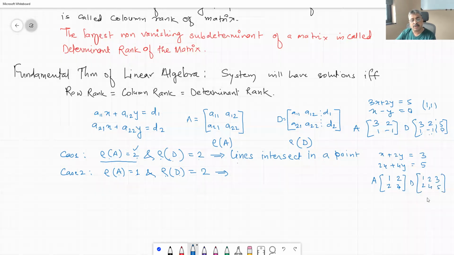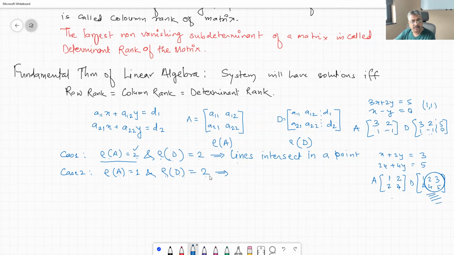So the largest non-vanishing subdeterminant of D has size 2 by 2. This determinant is not vanishing, therefore rank of D is 2. However, 4 minus 4 is 0. Therefore the largest non-vanishing subdeterminant of matrix A is of size 1, so the rank of A is 1. Okay.